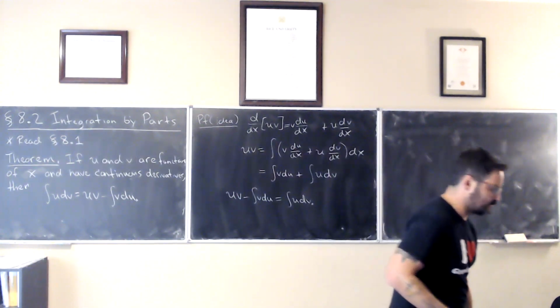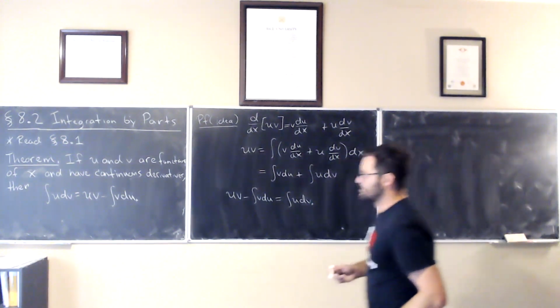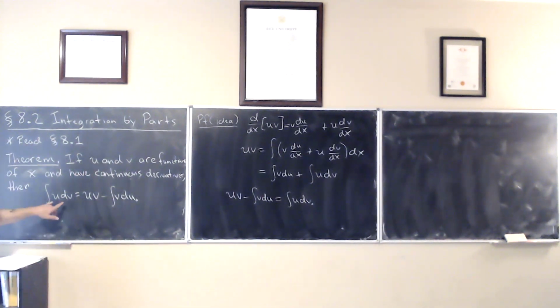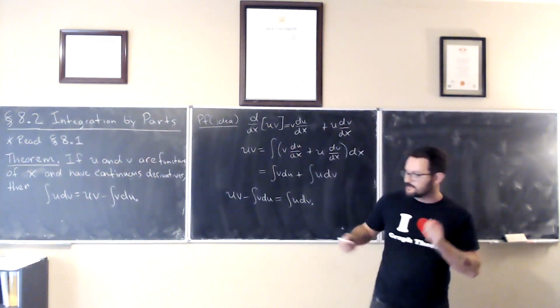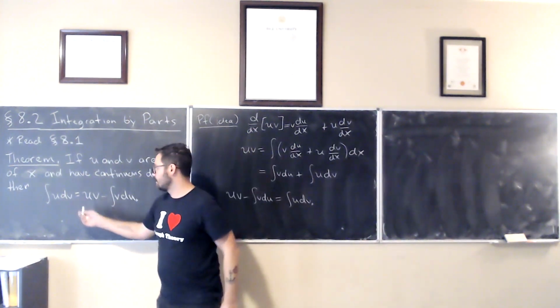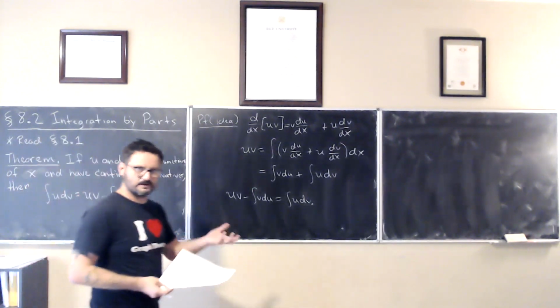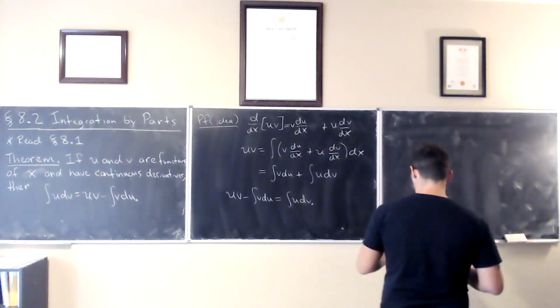Now, how can this be used? Well, this is useful if you look at this side of the equation, the integral of u dv. If you have a function times the derivative of another function, you then have a technique for maybe simplifying it into two smaller pieces. So when you have a product of functions, this integration by parts becomes really useful.